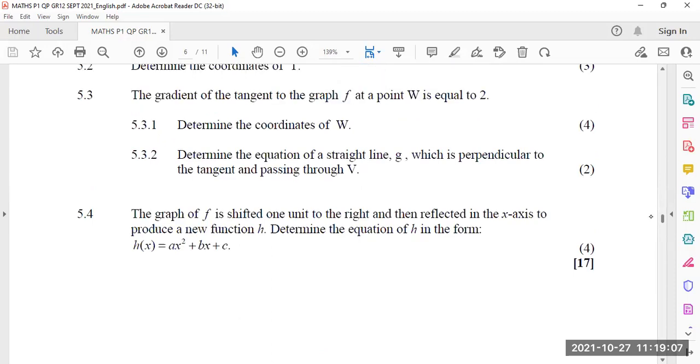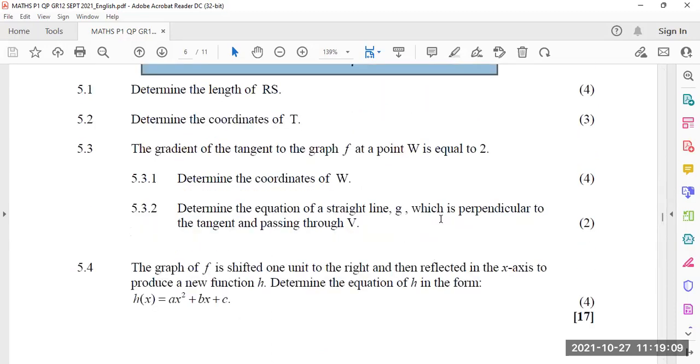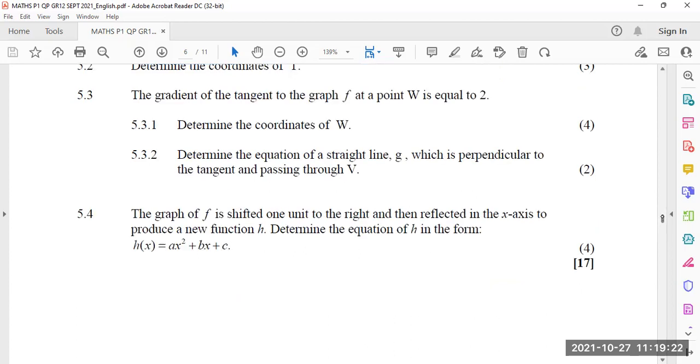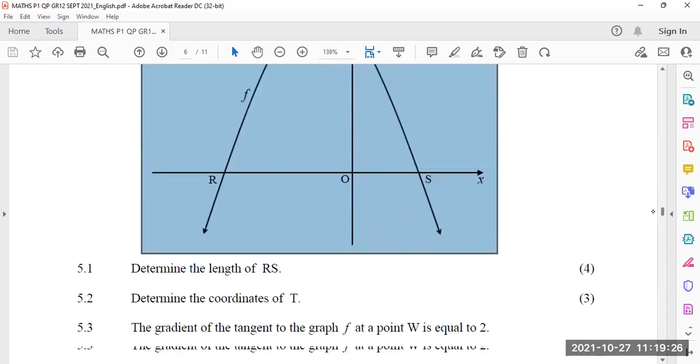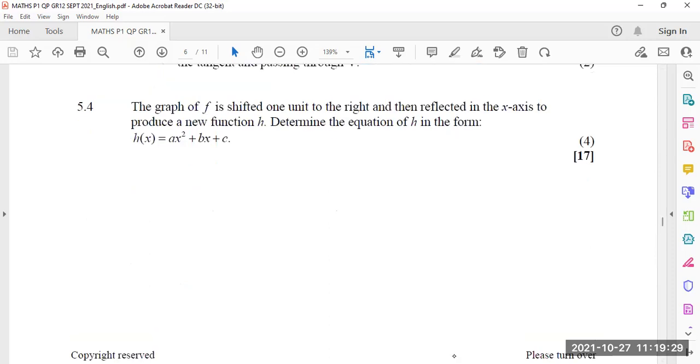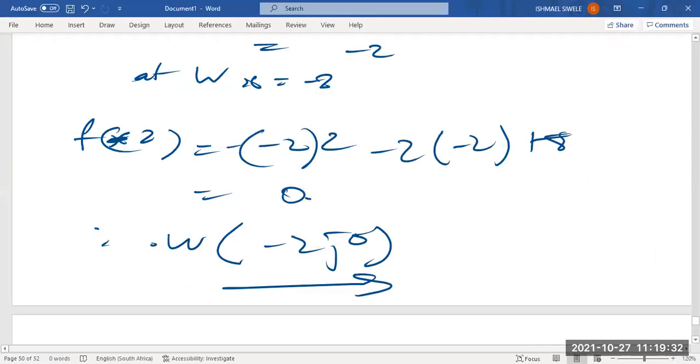Okay, so that was it. Determine the equation of a straight line G, which is perpendicular to the tangent and passing through point V. So which one is point V? Point V is the y-intercept. So let's first find the y-intercept of F.